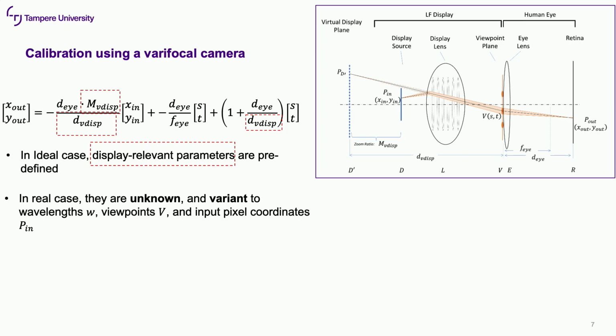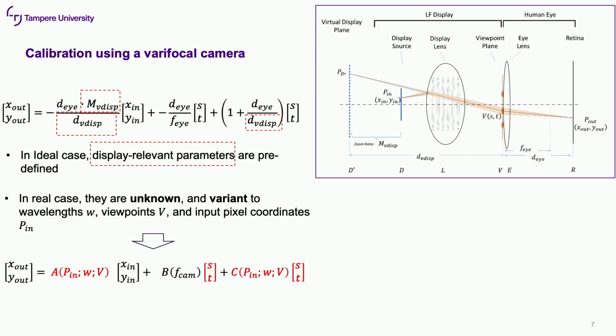However, in the real world where aberrations are present, this is not the case. These parameters actually vary depending on the wavelengths, viewpoints, and input pixel coordinates. Along with the viewpoint locations, these parameters are unknown and need to be determined. That's the part marked in red.